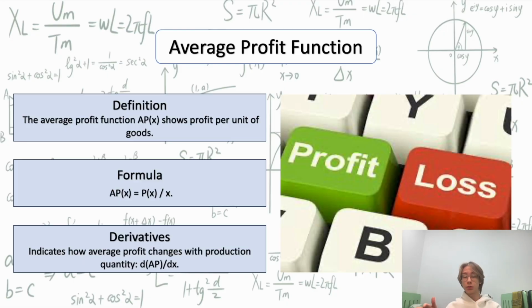Average profit function, by definition, shows the profit per unit of goods. So the formula is AP, average profit, equals P(x) divided by x. The derivative indicates how average profit changes with the production quantity, so dAP divided by dx.